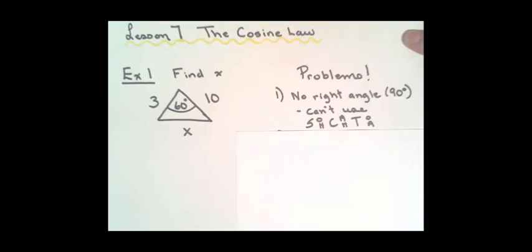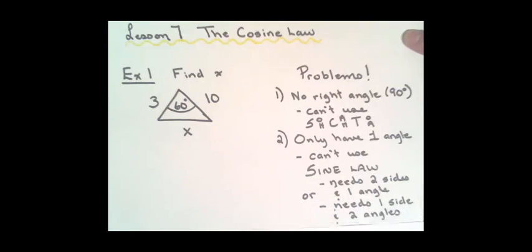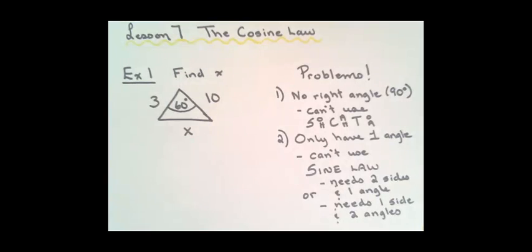It just won't work. Second, you're thinking, maybe we could use the sine law. The problem is we only have one angle. And the sine law only works if you have two sides and one angle given, or if you have one side and two angles given. But thankfully, the cosine law, which I have stolen and I need you to learn, can help us.